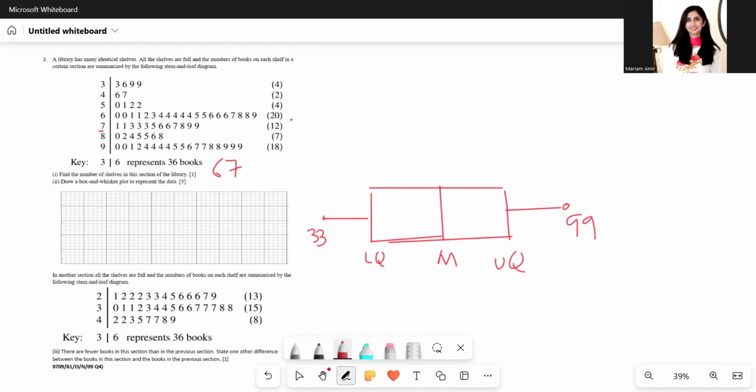Let's start with the median. So there are a total of 67 data values. We do 67 plus 1 divided by 2, that gives us 34. The 34th shelf is the median shelf. So let's see where 34 is. That's 4, then 2, then 4, then 20. What is the sum of those? That's 30. So 31, 32, 33, 34. So 73 is the median.